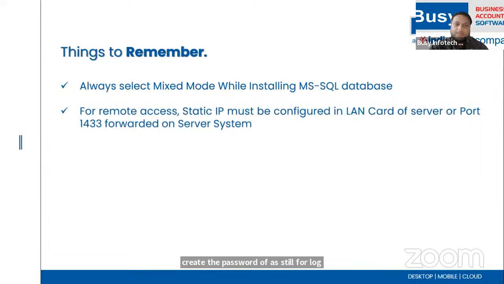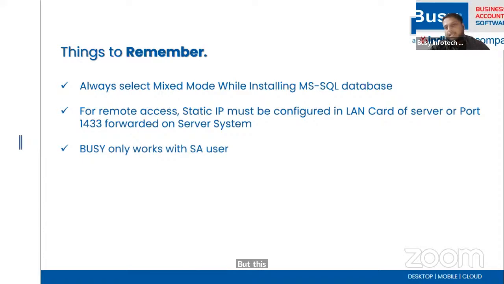Second thing is, for remote access, a static IP must be configured in the LAN card of the server, or port 1433 forwarding on the server system. So this configuration you have to configure on the server system. Next is, Busy only works with the SA user. SA means system administrator user. So this is by default.